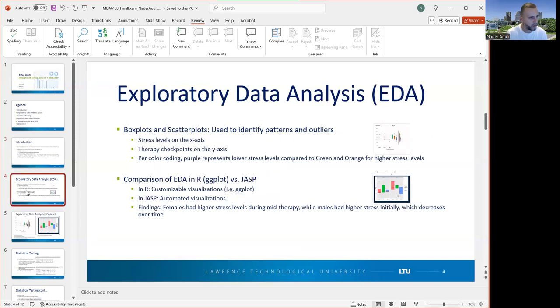Let's discuss EDA here. So we're going to be looking at box plots and scatter plots, and these are used to identify patterns and outliers. And in comparison of EDA and R, we're going to be looking at the ggplot versus JASP. So again, using Module 10, the stress level, I'm going to discuss the two charts in more detail and what we found during the analysis.